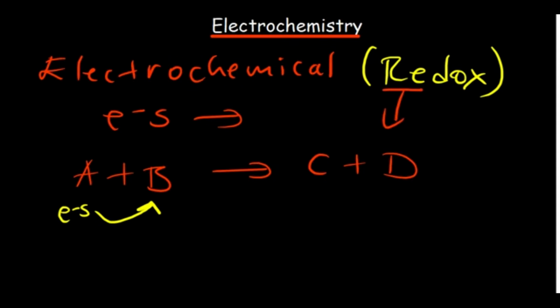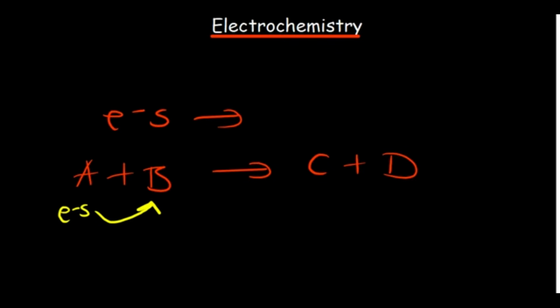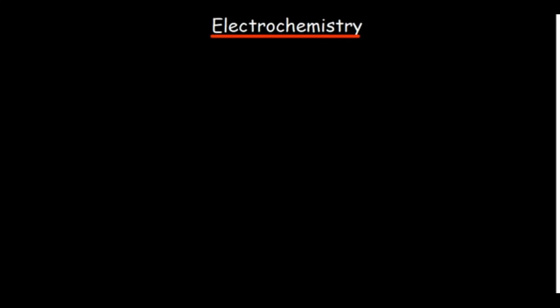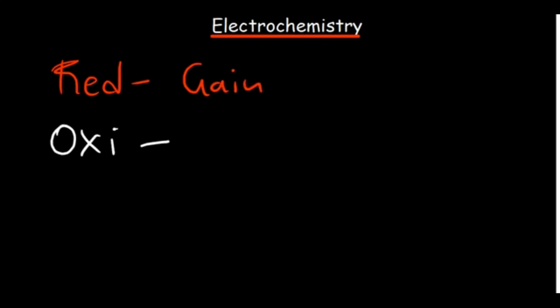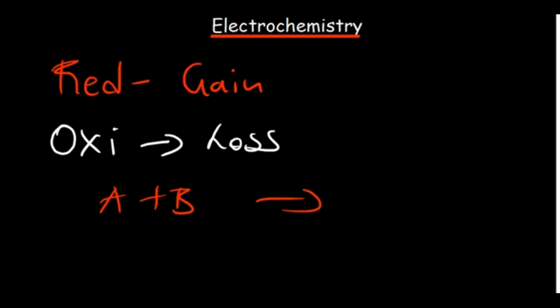What is reduction? We can define reduction to be the gain of electrons. Reduction is gain of electrons. And oxidation is the loss of electrons. So when you have two reactants, A and B, and A is losing electrons to B, we can say A is undergoing oxidation, and the B that is gaining the electrons is undergoing reduction. These are called half reactions.